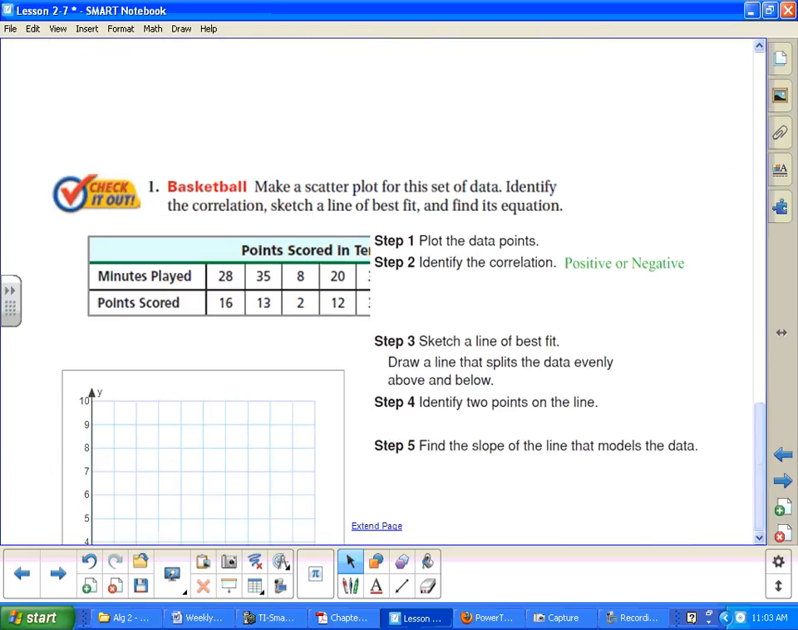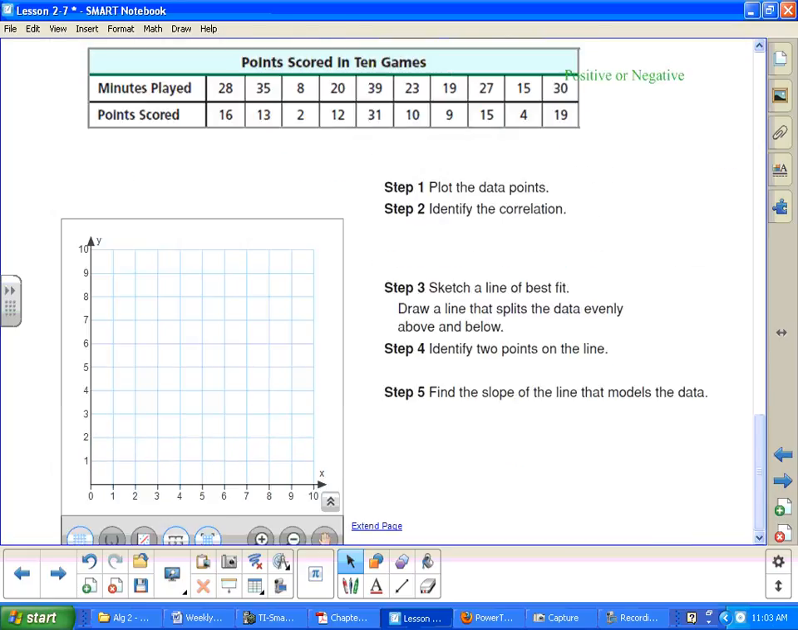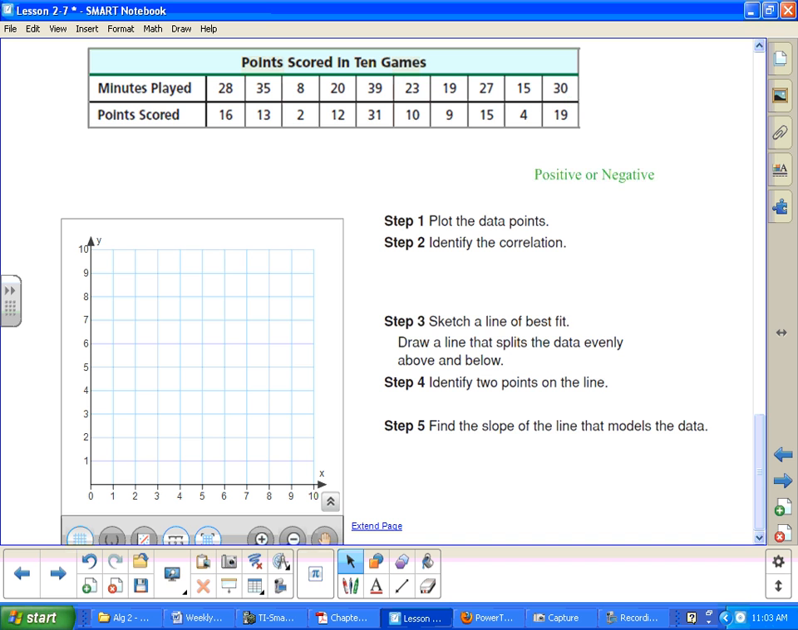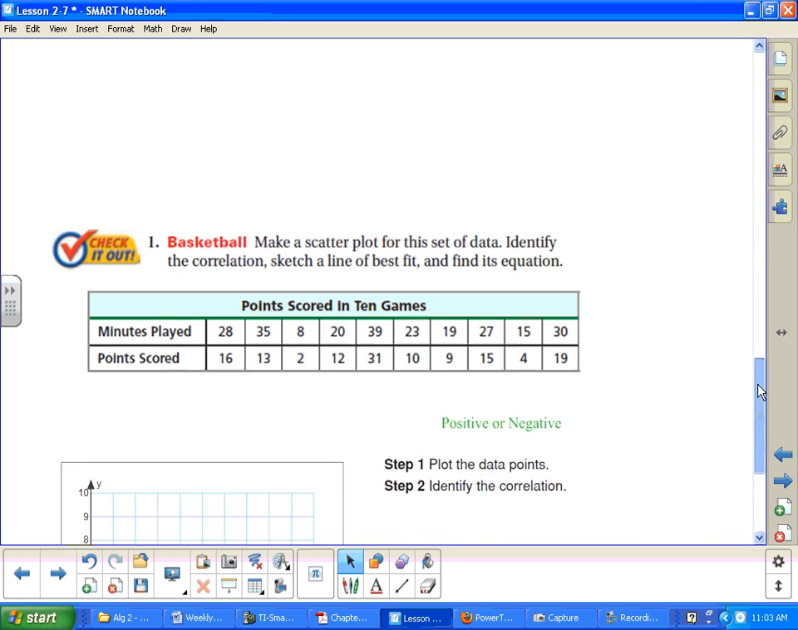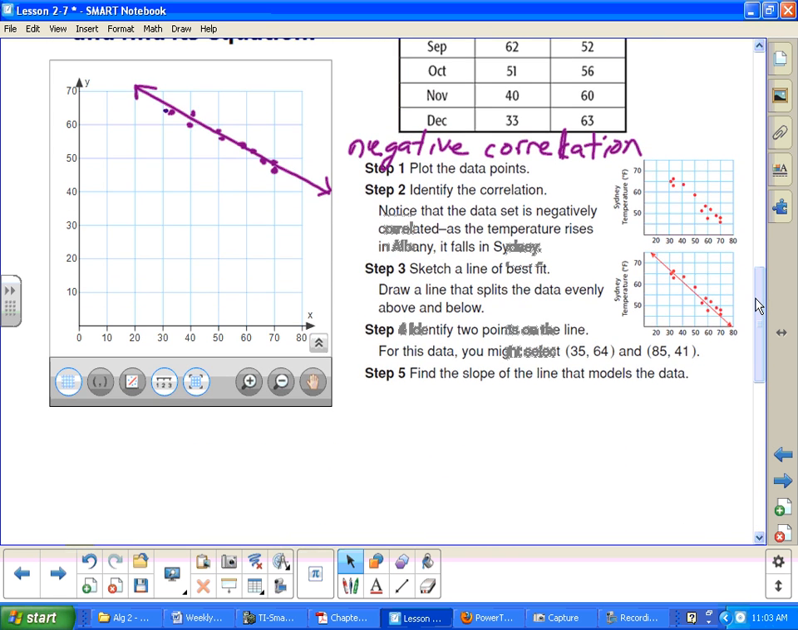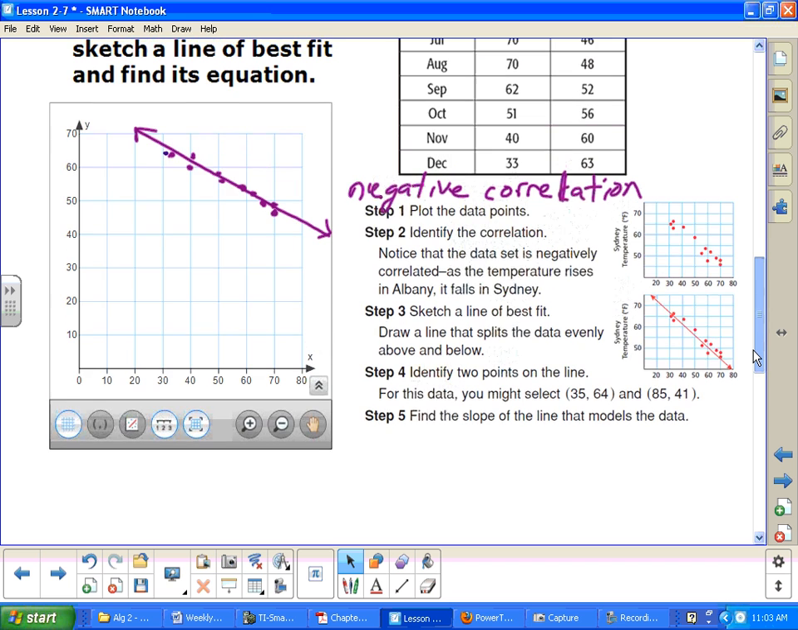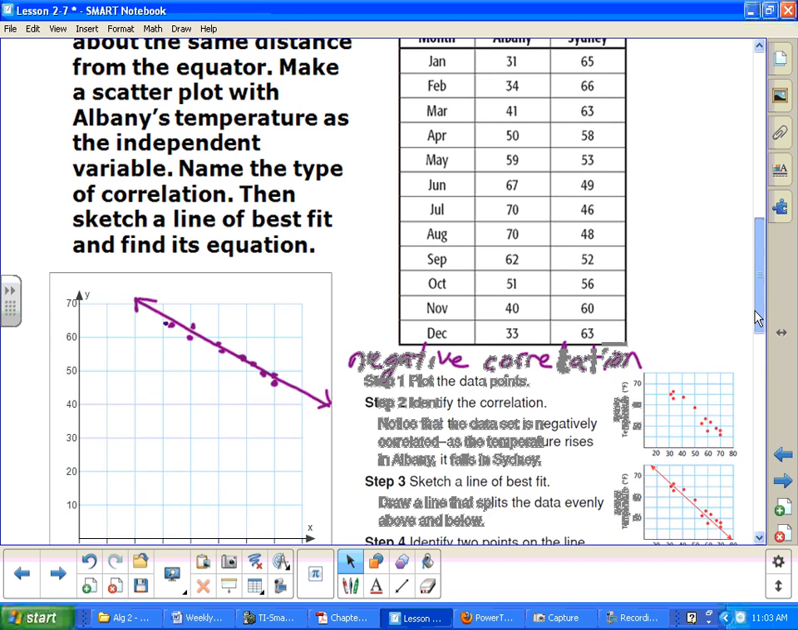Excuse me. Okay, get that out of our way. Okay. Oh, those 2 points won't work.